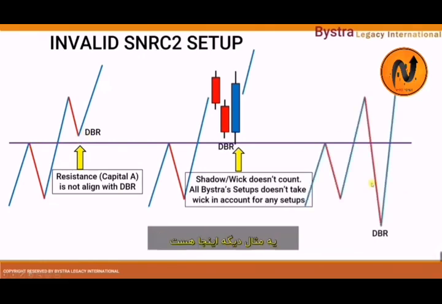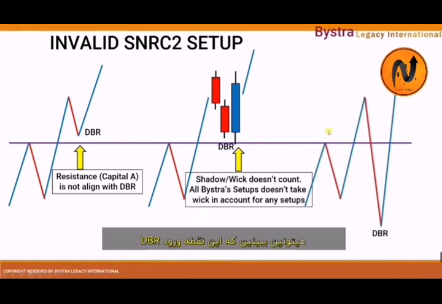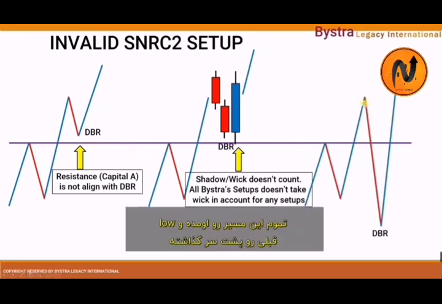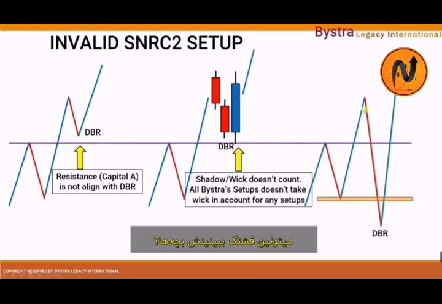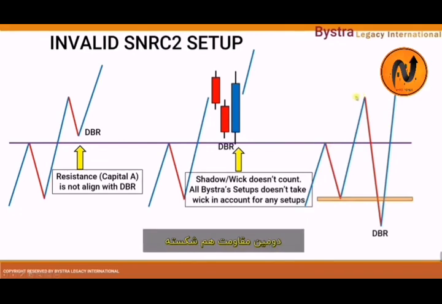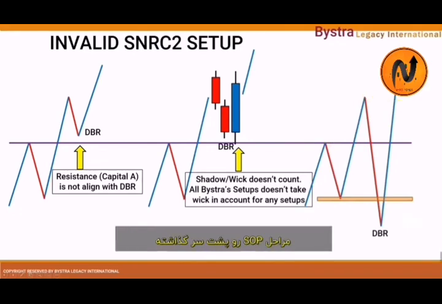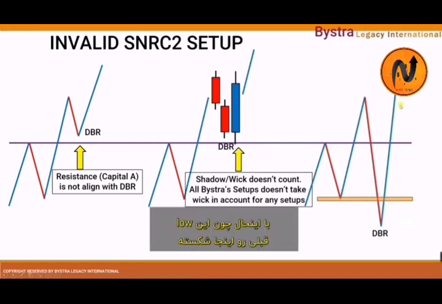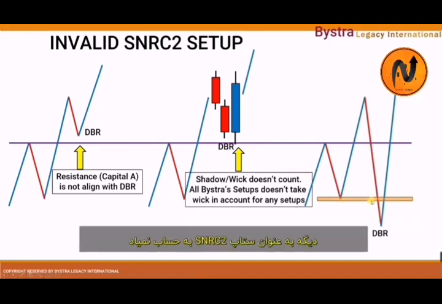Okay, and then there's another one here. You can see that this entry point drop base rally has come all the way past this previous low. You can see this clearly guys. It has come way past this previous low and continued to go up. So it broke the first resistance, it broke the second resistance as well. It did meet the SOP. However guys, once this has broken the previous low here, it doesn't count as an SNRC2 anymore.